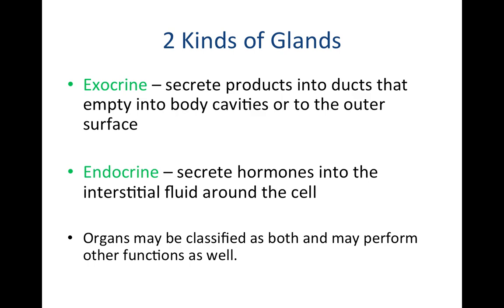And organs don't have to be classified as only one or the other. The pancreas, for example, is both exocrine and endocrine in nature. The digestive juices that it makes move into ducts that make their way down to the small intestine, and it also produces insulin and glucagon, which are endocrine hormones, and those ultimately will find their way into the bloodstream.